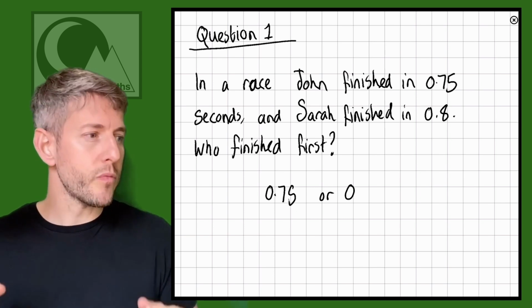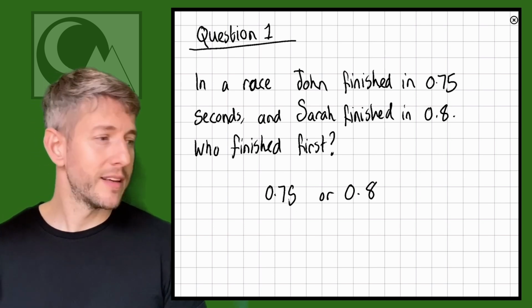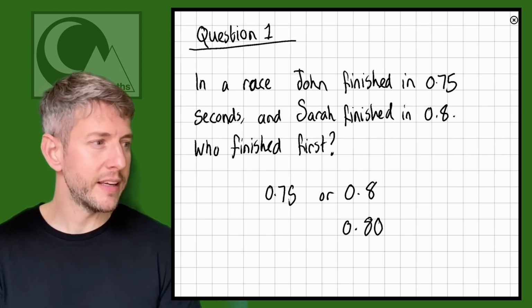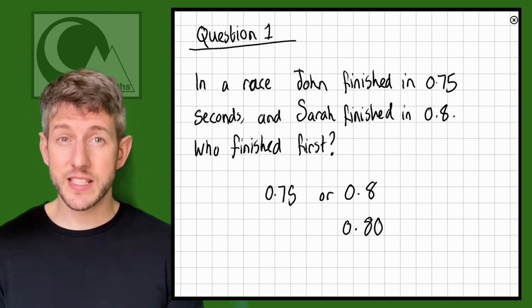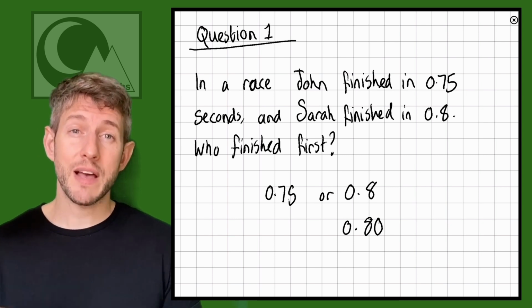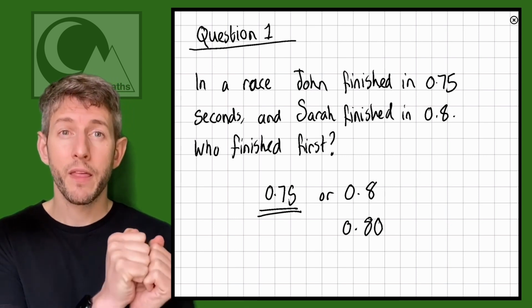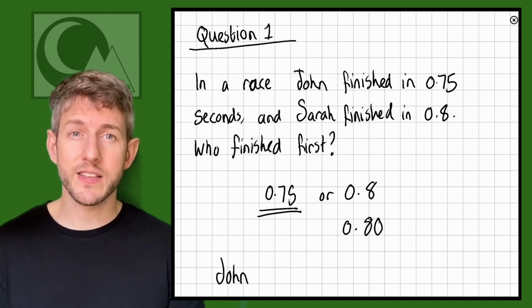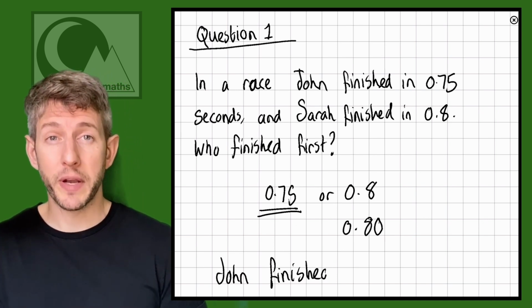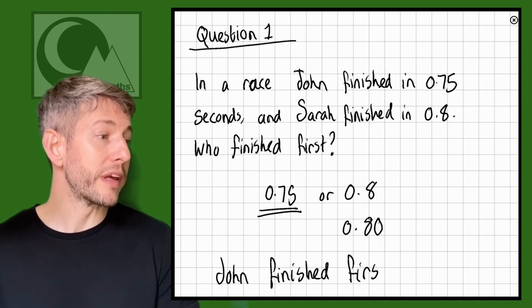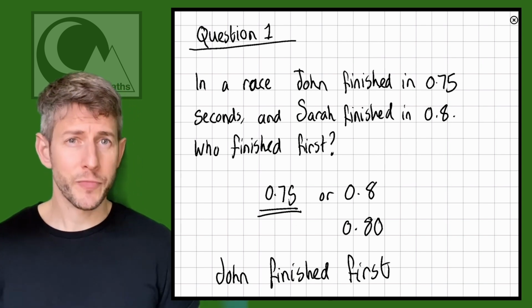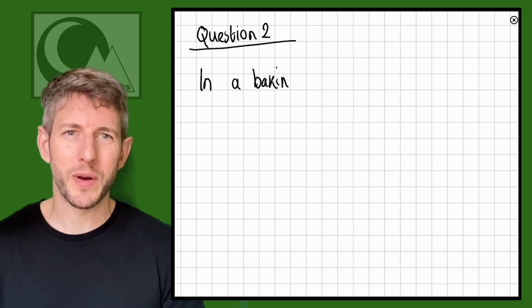0.75 or 0.8. Now remember, 0.8 is actually like 0.80. 80 is larger than 75, so therefore 75 is the number that is smaller. So 0.75 seconds is going to be faster than 0.8 seconds, so therefore we can conclude that John finished the race first.